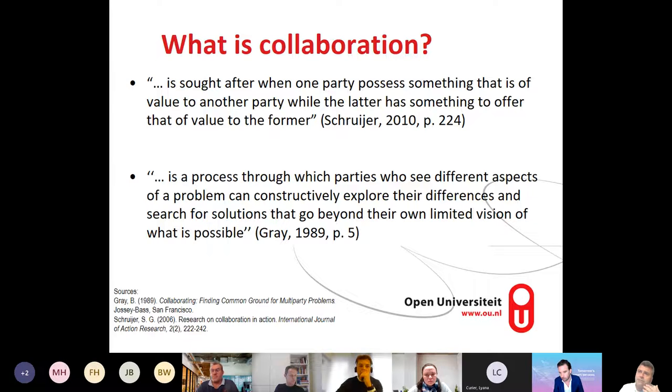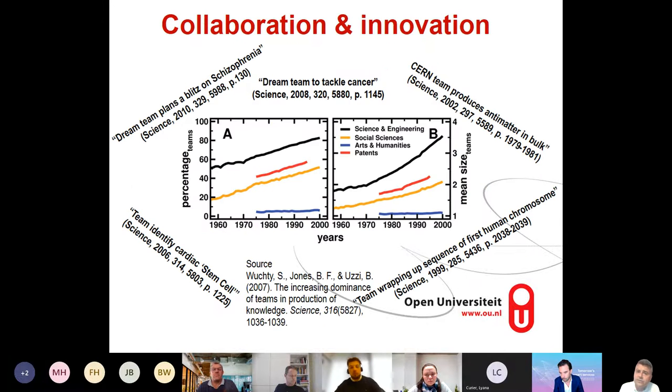Now you could ask, is this process relevant for innovation? And the answer is straightforward: yes. Here I present a graph published in a paper in Science in 2007, which shows that over time, starting with the 1960s, the use of teams in the innovation process increased systematically. Towards 2000 you see a substantial increase in the number of teams that deliver patents, but also in the size of the teams.